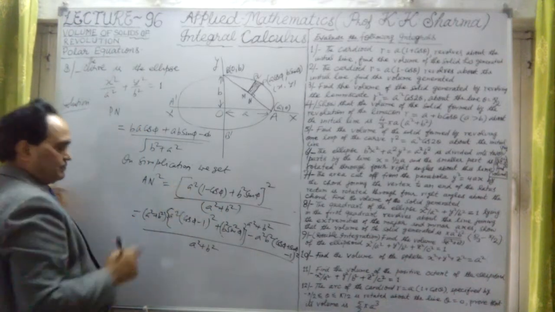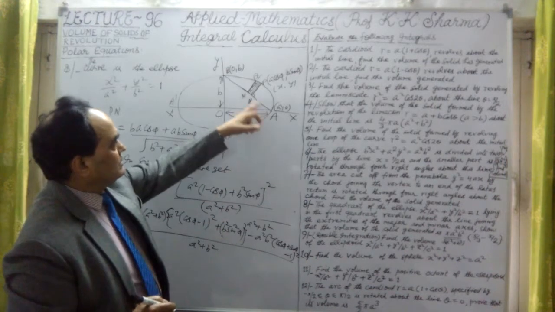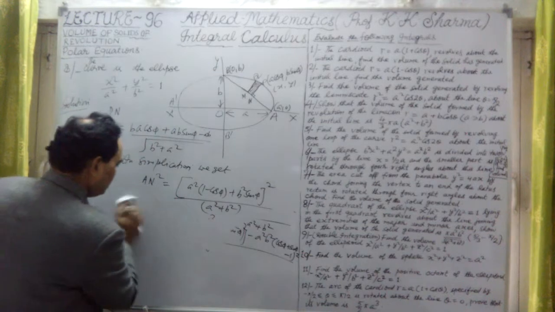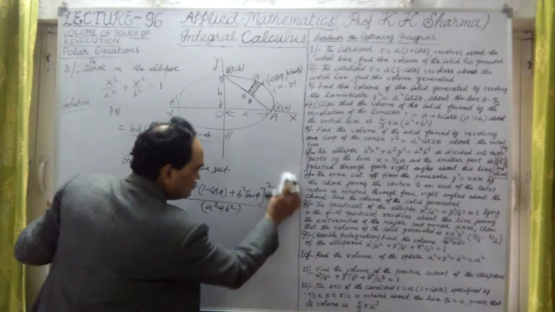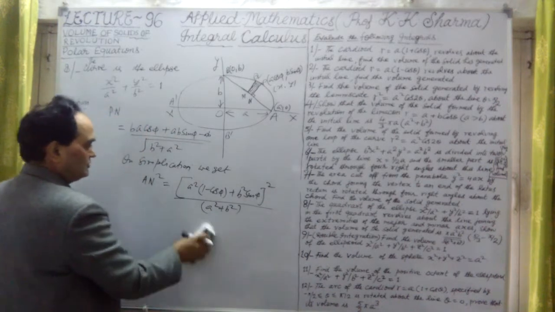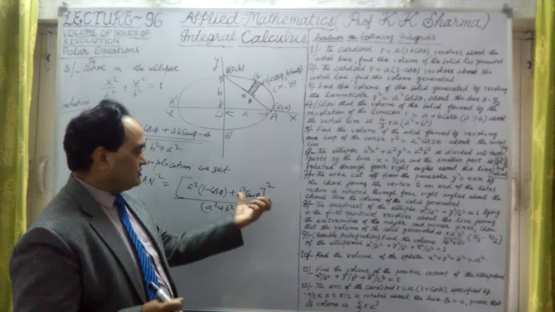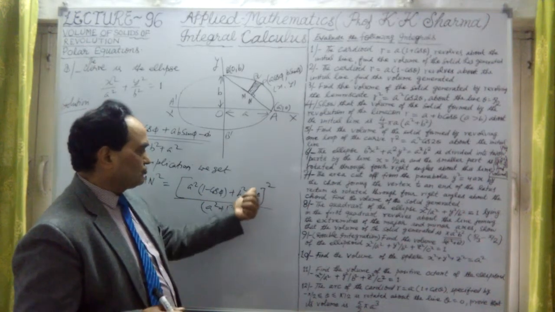This value will be obtained as a n square. We are calculating here a n square, which will be obtained after simplifying this whole value. This one can be done very easily, a systematic quantity here. I have written this as a whole square: a square into (1 minus cos phi) plus b square into sin phi, whole square.